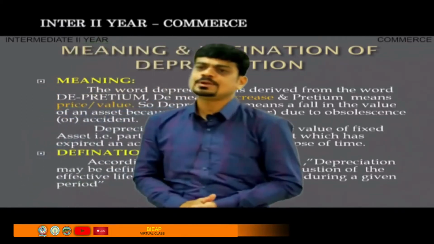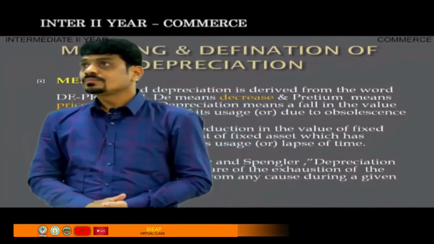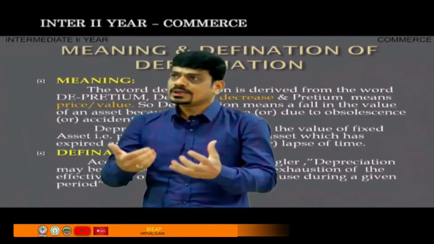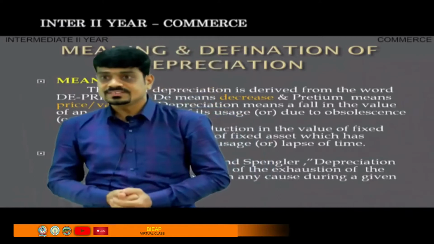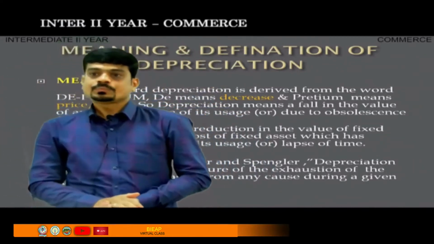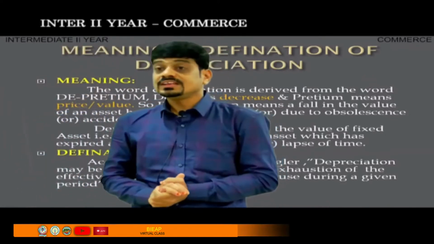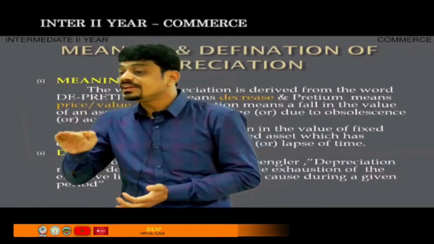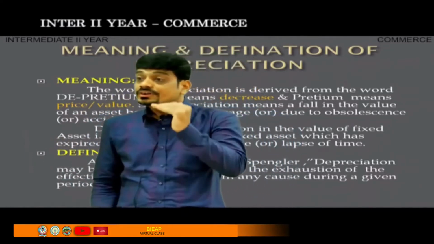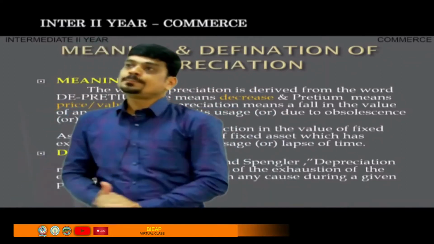Say for example, plant and machinery, furniture. All these assets which we use in business for production purpose or for rendering services, slowly decrease in their value. And gradually when they decrease in their value, we say that they are declining in their value. And that particular aspect of reduction in the value of a fixed asset is called depreciation.